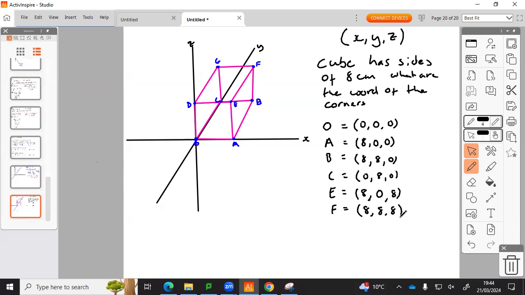If you can visualize that coordinate F, then it's half the battle. All right, I've gone along the x-axis by 8, I've gone along the y-axis by 8, and I've gone up the z-axis by 8. So that coordinate in 3D space is coordinate 8, 8, 8.